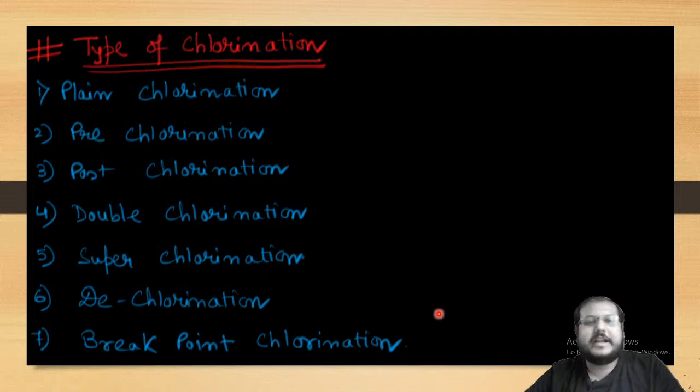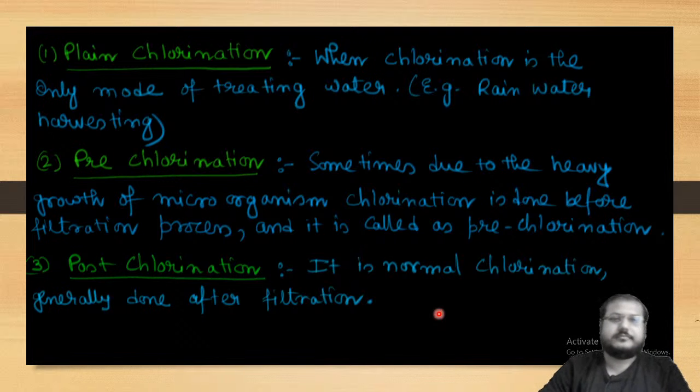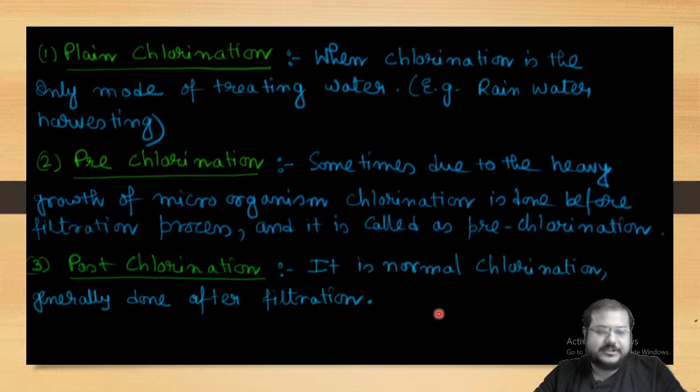Na2S2O3 is a dechlorinating agent. And finally, we are entering the most important type of chlorination, called breakpoint chlorination. Before going into the details of breakpoint chlorination, have a look at the different types of chlorination.